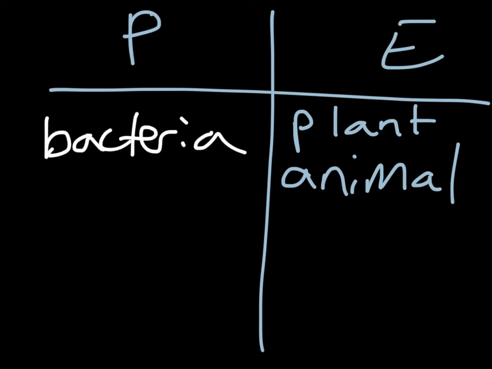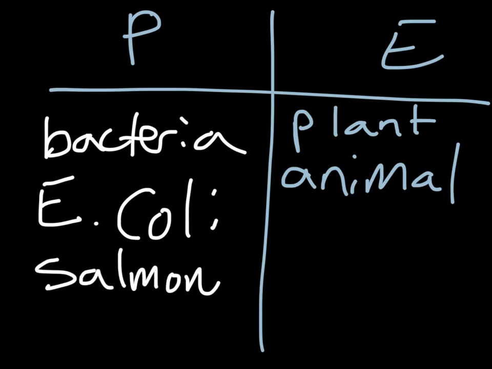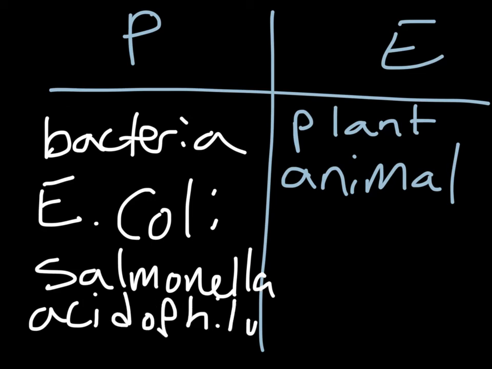bacteria. Now, does anyone know the names of any specific bacteria? Okay, I'll give you a hint. There's one famous one called E. coli. E. coli is a famous one, and there's another famous one that's found on eggs sometimes if you're not careful. Salmonella. Okay, there are also good bacteria as well. A good example of good bacteria is acidophilus. That is found in yogurt, and that's actually good for your stomach.